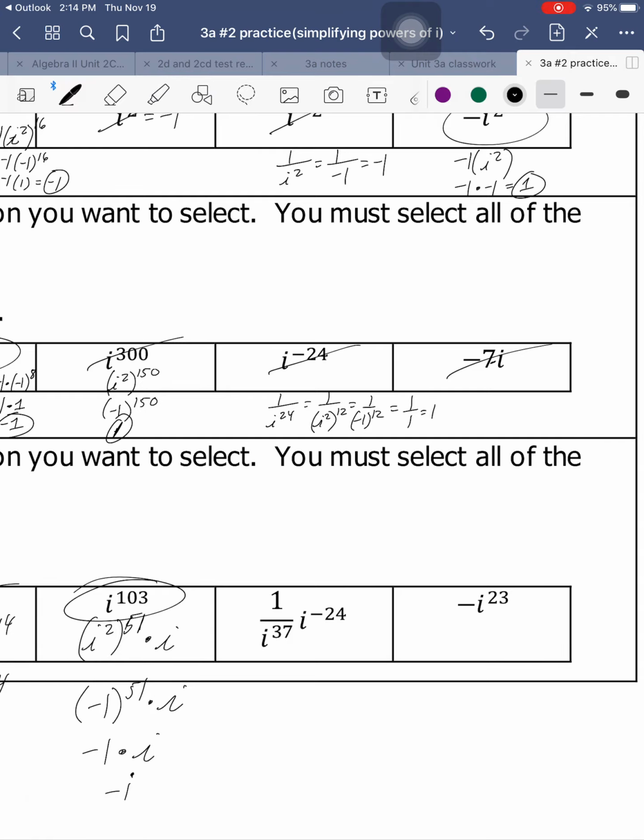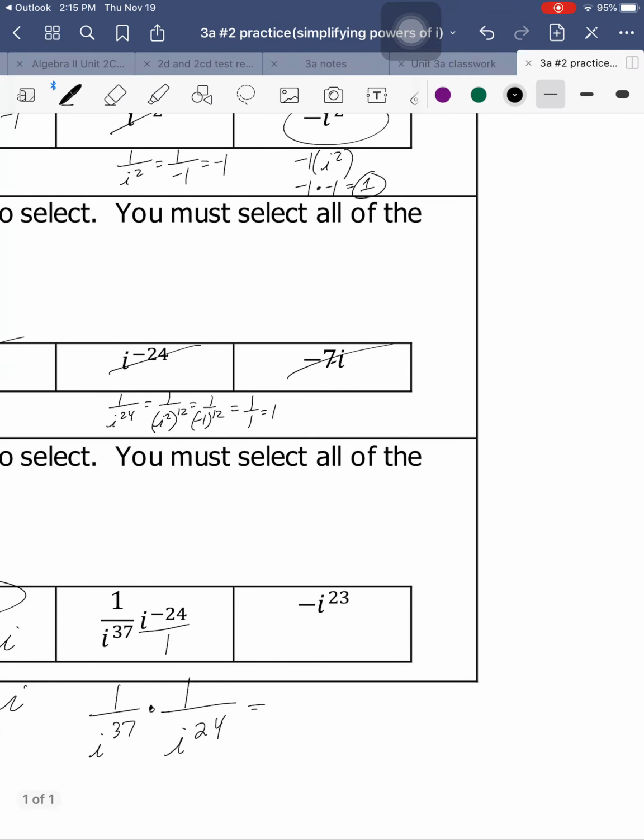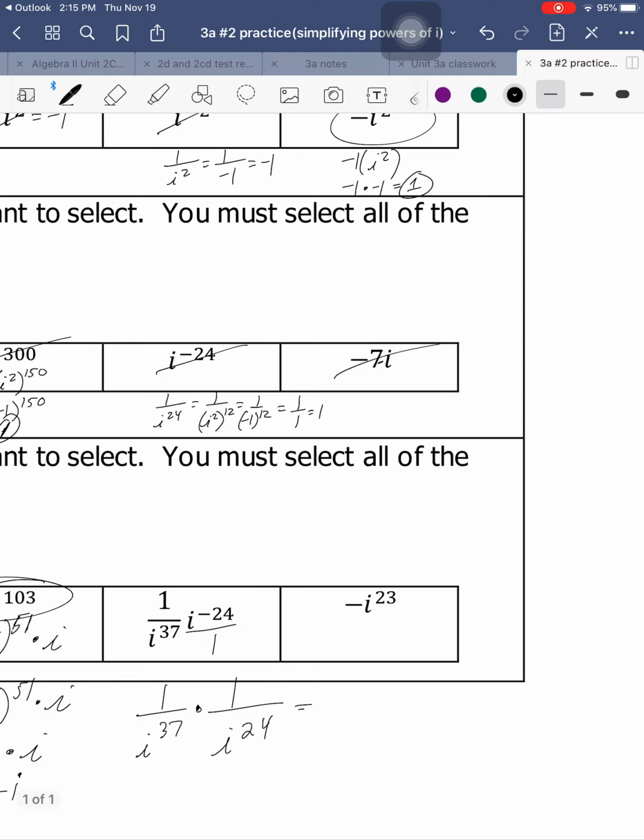Oh boy, we're getting crazy here. All right. So we have 1 over i to the 37th, times i to the negative 24th. And I guess we can do it this way. This might make more sense. Let's move that so it's in the denominator. Right now it's in the numerator. And let's simplify this. We can do it separately if you'd like. i to the 37th is 1 over i squared to the 18th times i. And let's do the 24th while we're at it. i squared to the 12th.